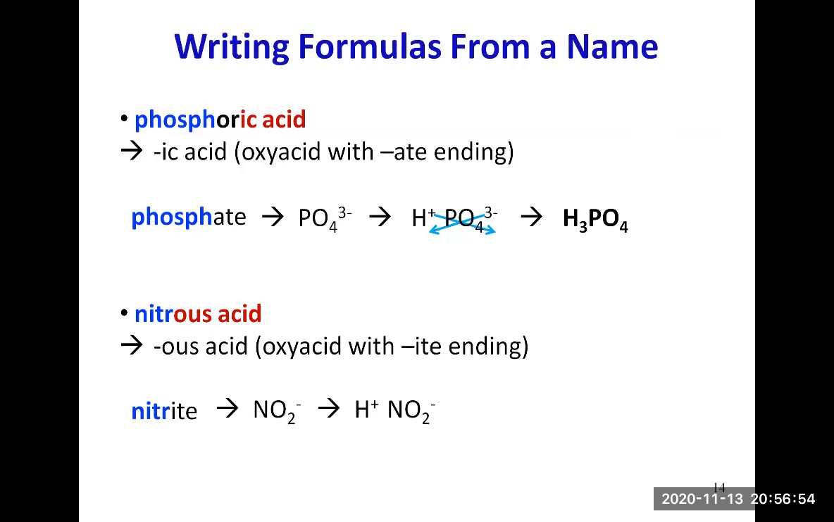So you place the H+ in front of the nitrite, and you see that one of each ion will make a neutral formula. If you put them together, it's going to be HNO2. So nitrous acid is HNO2.